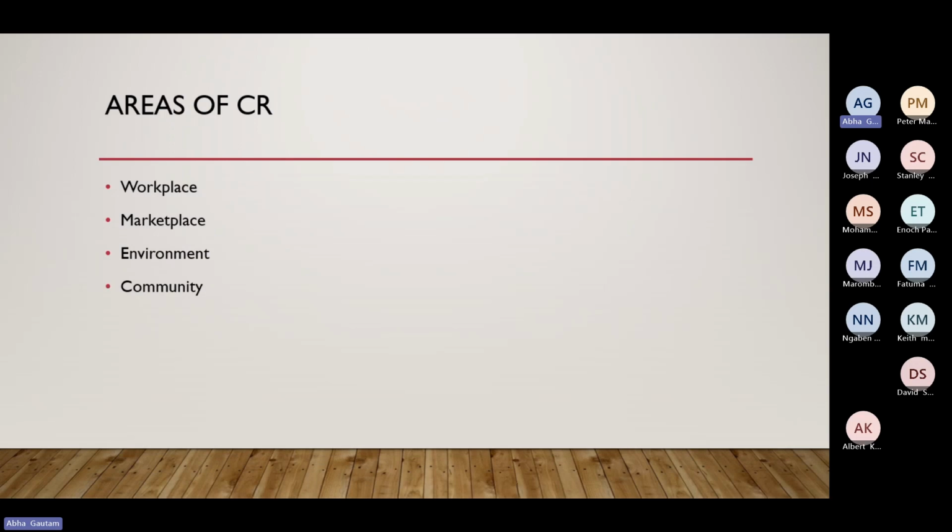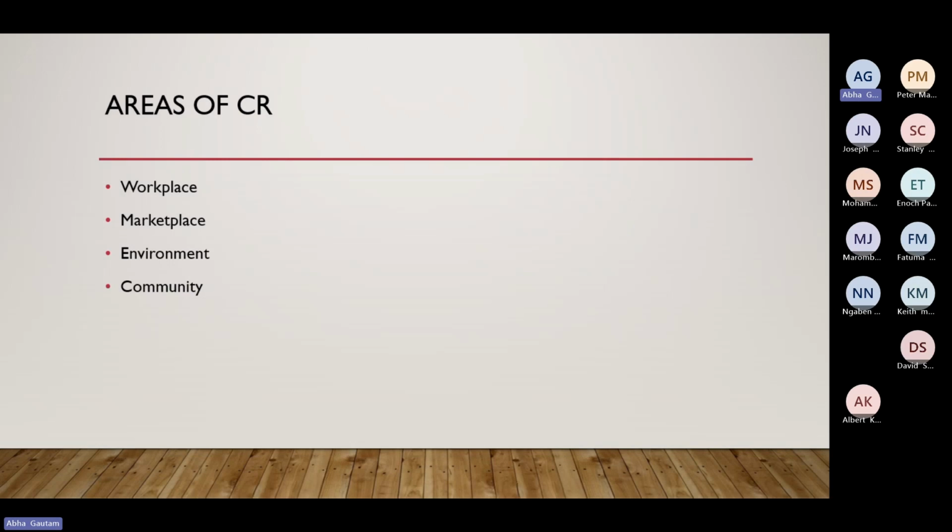We have to create such an environment in the workplace, that internal environment, at least, which we can control, so that our responsibility is fulfilled. People want to work in our environment, in our business, by getting attracted towards that workplace. Now, what is next is the marketplace.